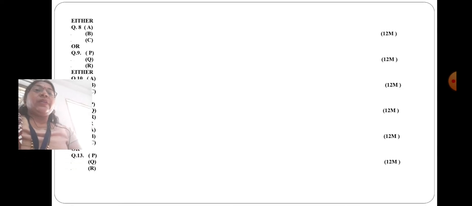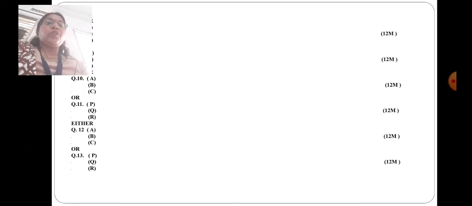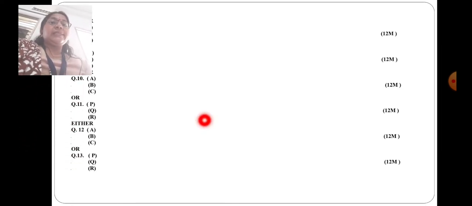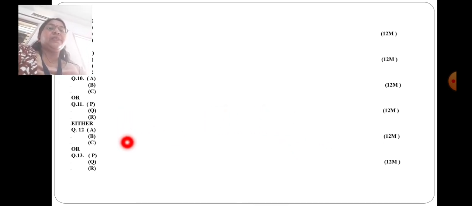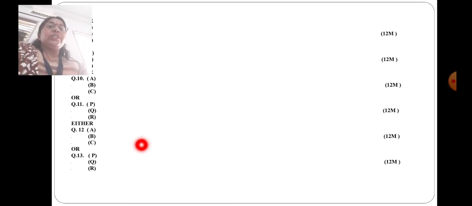And now the last two questions, question number 12 or 13, are related to the last unit, unit number 6, geophysics we can say. Question number 12 also consists of 12 marks, and the bifurcation is also given here, that is A, B, C. For the or question number 13, the bifurcation is given in the form of question 13P, 13Q, 13R in this way, and it also has 12 marks.